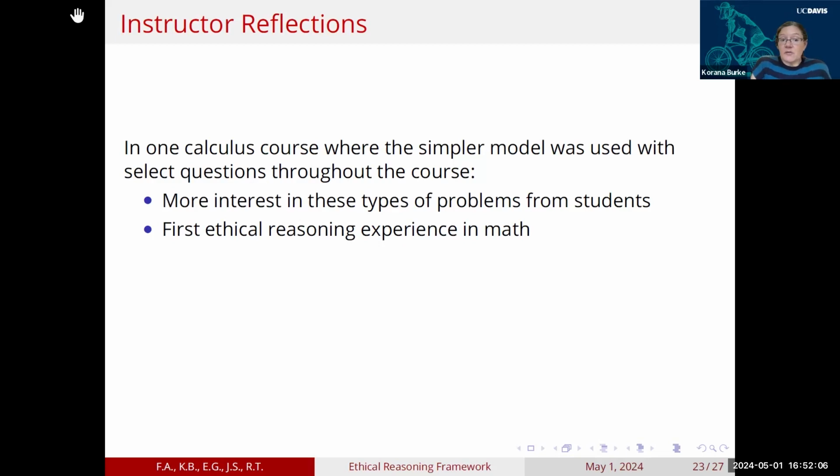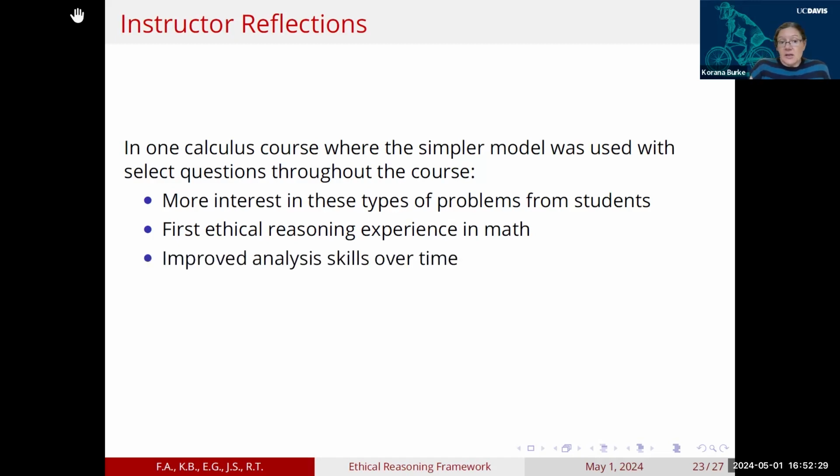So the second thing is, for most of them, this is the first ethical reasoning experience in math. So we are now building some good habits going forward. Because if you do this for the whole class, and then if they have you again the next quarter or next semester, now you've built habits of always reflecting on it.